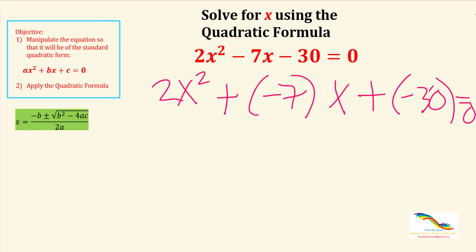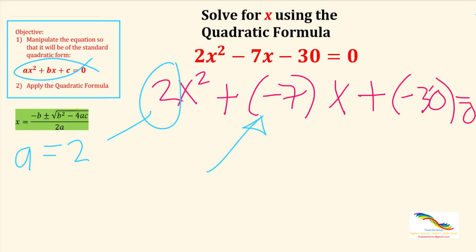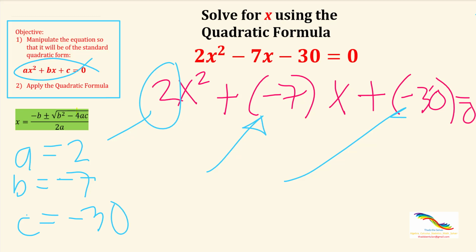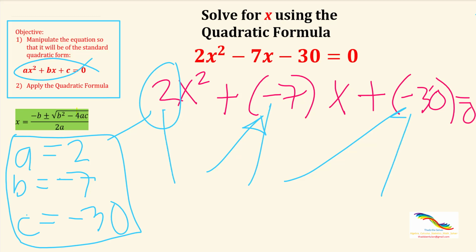Alright, so we can identify now, let's put it here on the side, that a, look at the formula here, a equals 2, then b equals negative 7. It's very clear in the parentheses there, and c equals negative 30. That's by identification. So we put it here. Okay, that's by identification. So this is a, this is b, this is c.